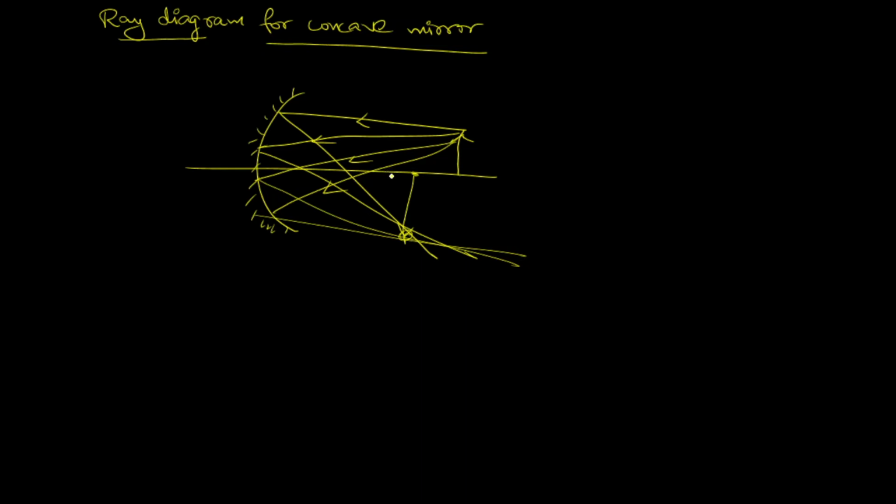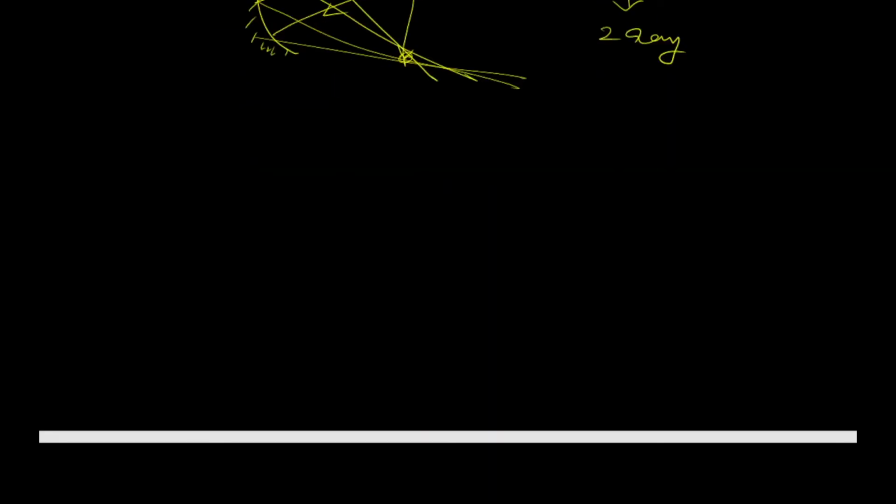For this purpose we are considering only 3 rays. To find out the image of the object we consider 3 rays, and out of these 3 rays you can choose any 2 rays. And what are those 3 rays?